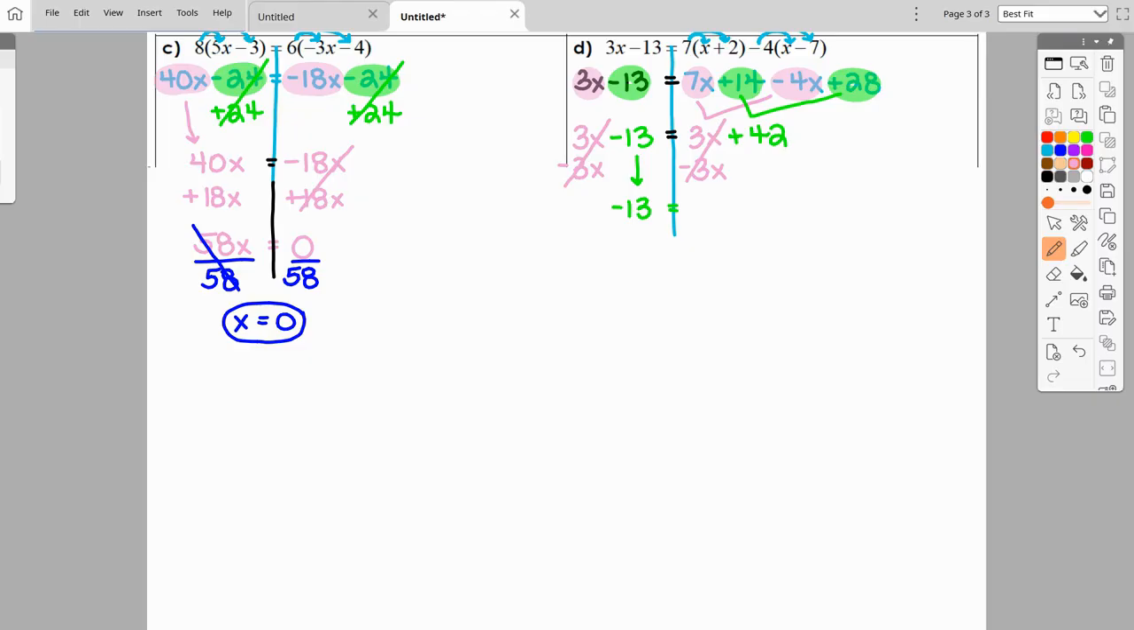With no x's left on each side, I know I have a special type of solution. When I bring down the number that's left on the right side, it's 42. And I know there's no way that negative 13 will ever be equal to 42. When that's the case, I know it's my no solution case because I have no x's left in my problem and the numbers are not the same.